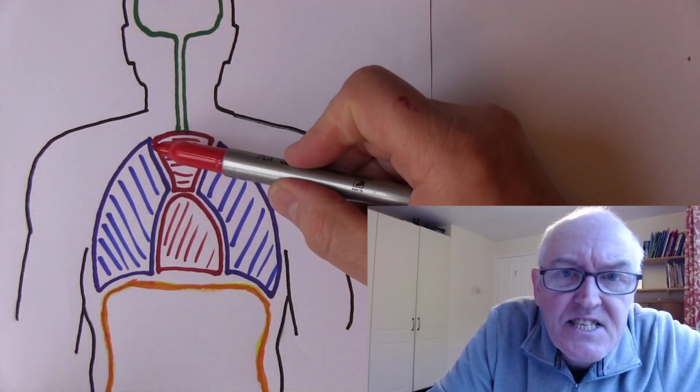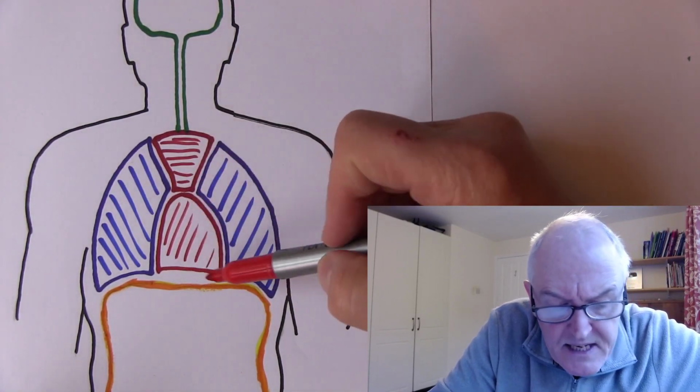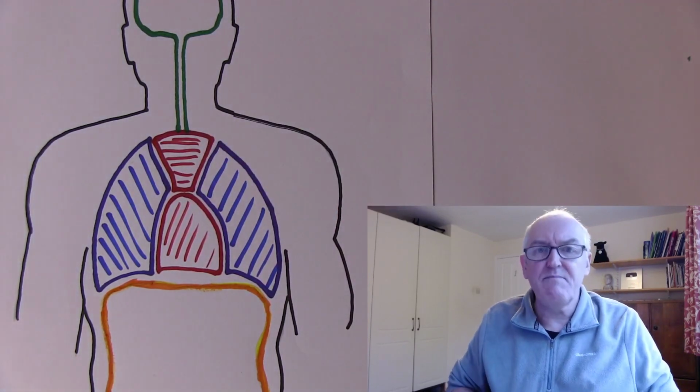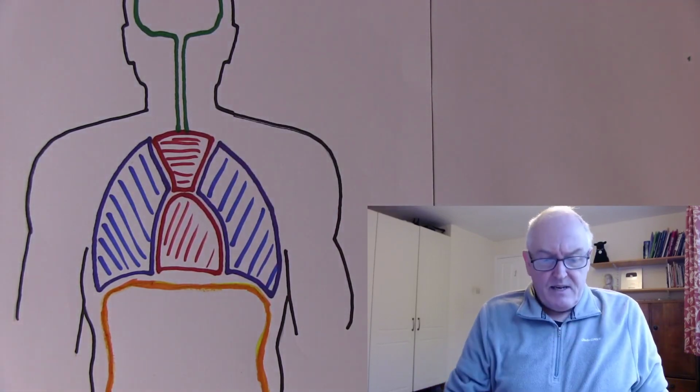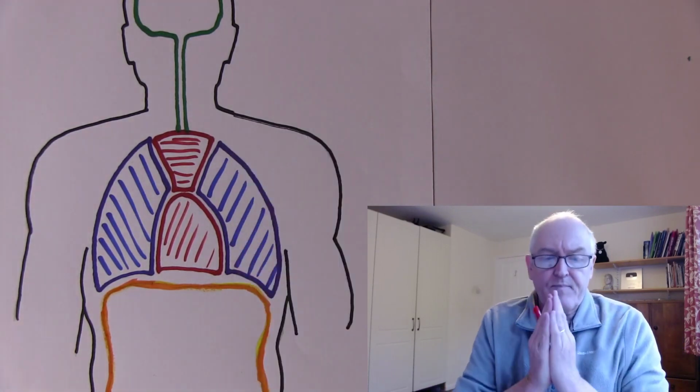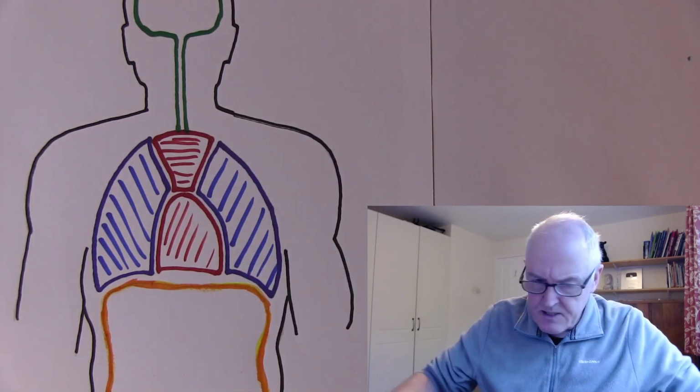This is the mediastinum. Now the mediastinum is the bit in the middle. Media is in the middle, so it's in the middle of the chest. So it's going down the middle of the chest there, and it goes from the sternum all the way to the vertebrae at the back. And it's in two parts.